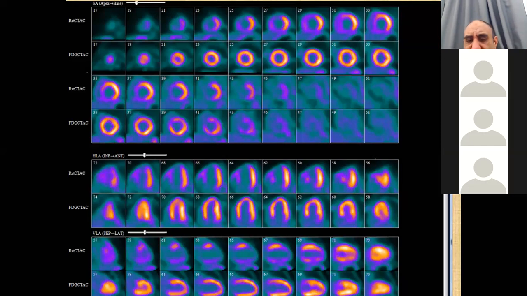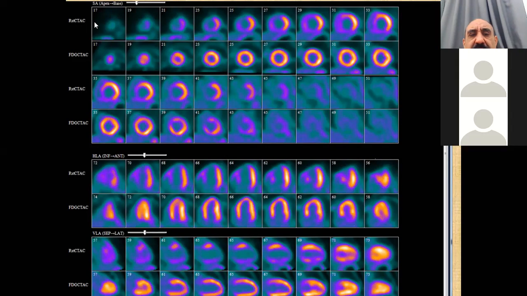Fluorodeoxyglucose: we inject radioactive glucose to see if there is good uptake of glucose by the myocardium, because glucose is a marker of living or ischemic myocardial cells. When we injected the rest rubidium, there is a big defect in the septal and distal anterior and inferior wall. But when we inject the fluorodeoxyglucose, there is good uptake.